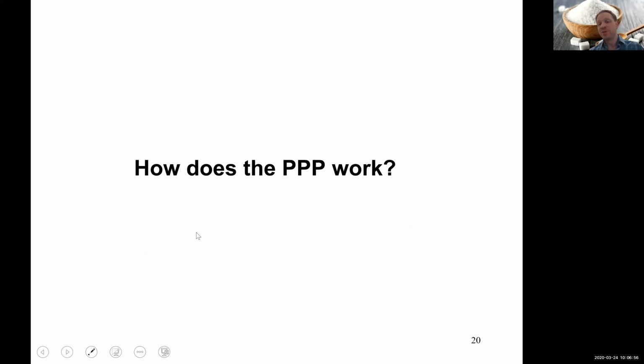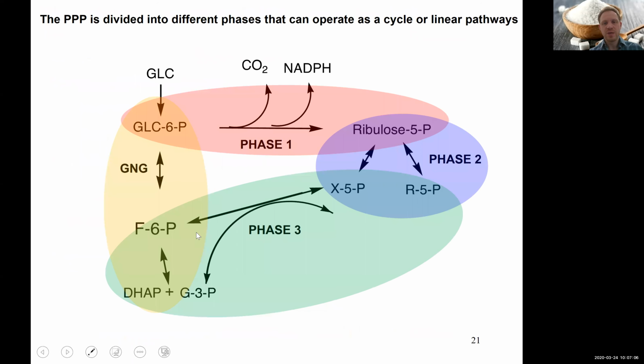So now that we can appreciate how important the PPP is for all these different cellular functions, we want to understand how it works. I'll start off with just an overview, highlighted here in some colors. The PPP works using different modules that we call phases. We have 3 phases here that are the PPP in itself, and then the 4th module is part of the GNG that we looked at in the last lecture, in lecture 7.